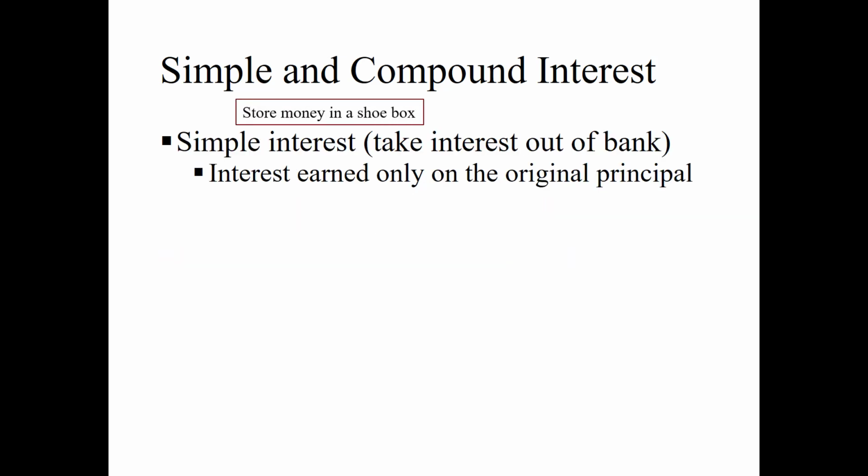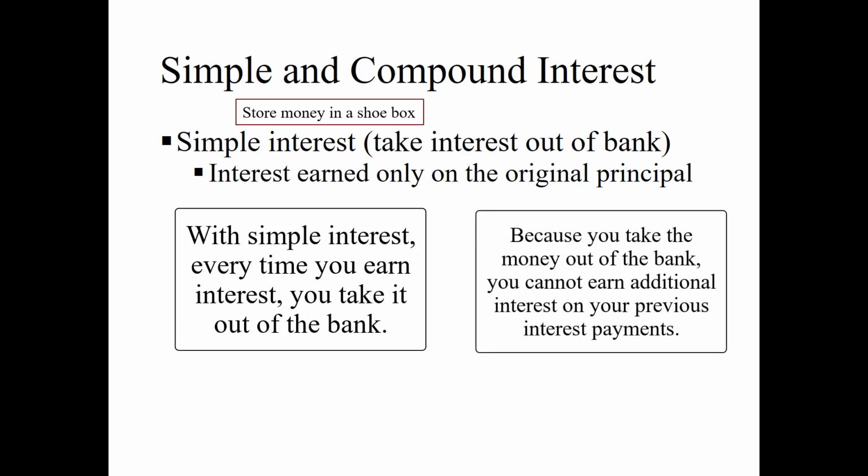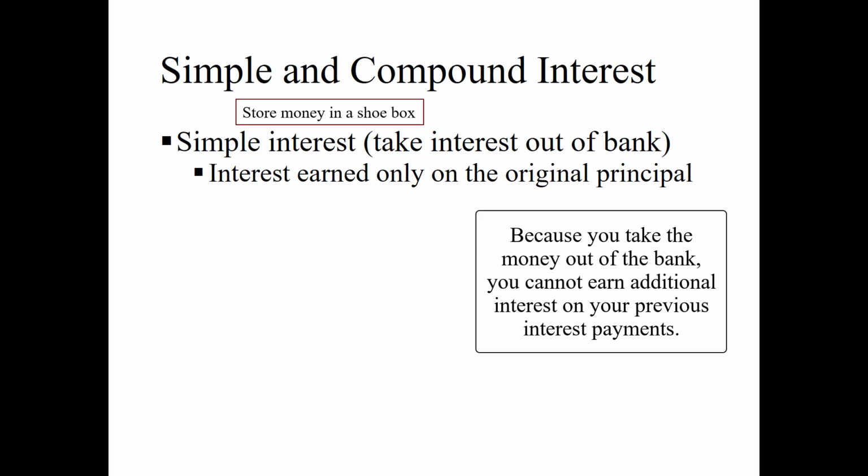With simple interest, we assume that you take the interest that is earned out of the bank or out of the investment. You're going to store that money in a shoebox. You're going to withdraw it from the bank while keeping your principal amount, or the original amount that you invested, in the bank. But you're going to take all of your earnings out and store them somewhere else, and in some cases, maybe you spend those as well. Our interest for simple interest is only earned on the original principal amount.